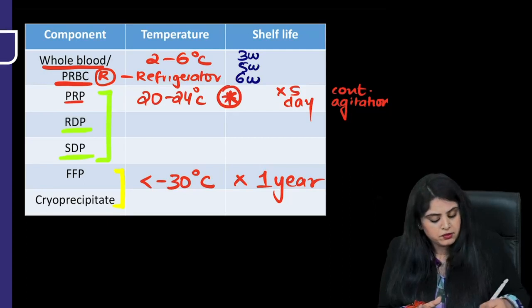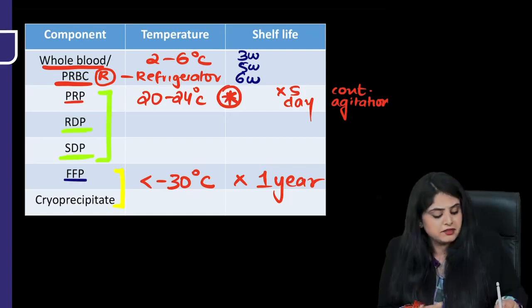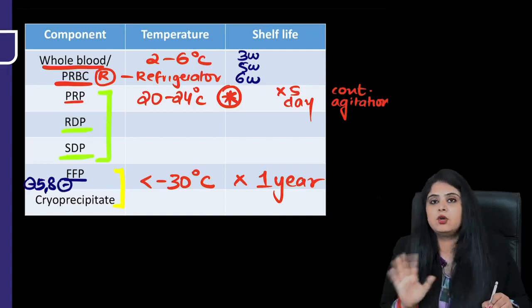Tell me guys, what is in fresh frozen plasma? Ma'am, all clotting factors are there. 5 and 8 are a bit less. 5 and 8 are missing. Rest all of them are there.